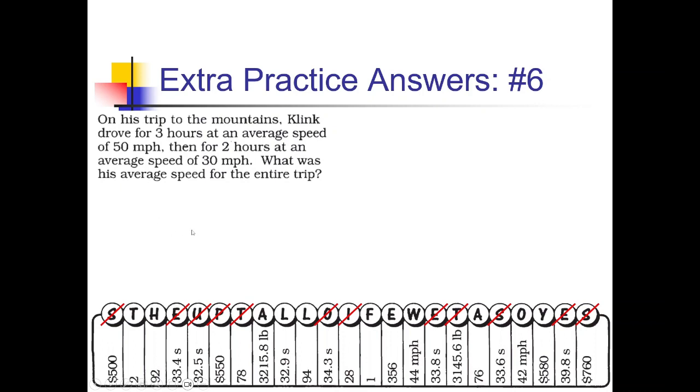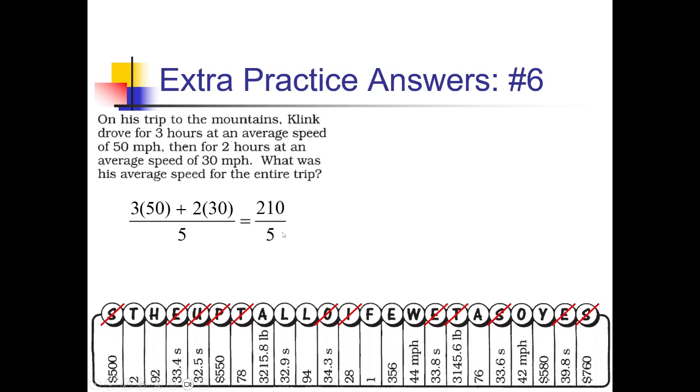We have to multiply the 3 hours by the average speed of 50, multiply the 2 hours by the average speed of 30, and then adding all that together will give us the total miles driven for the whole trip, which we can then divide by the number of hours. 3 plus 2 gives us 5 hours for that whole trip. So again, we had 3 times 50, 2 times 30. This is going to be 150 plus 60, which is 210.